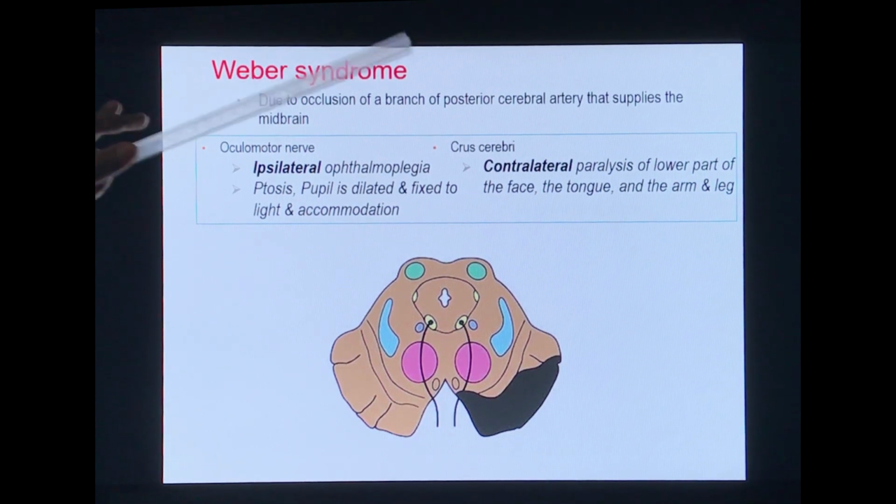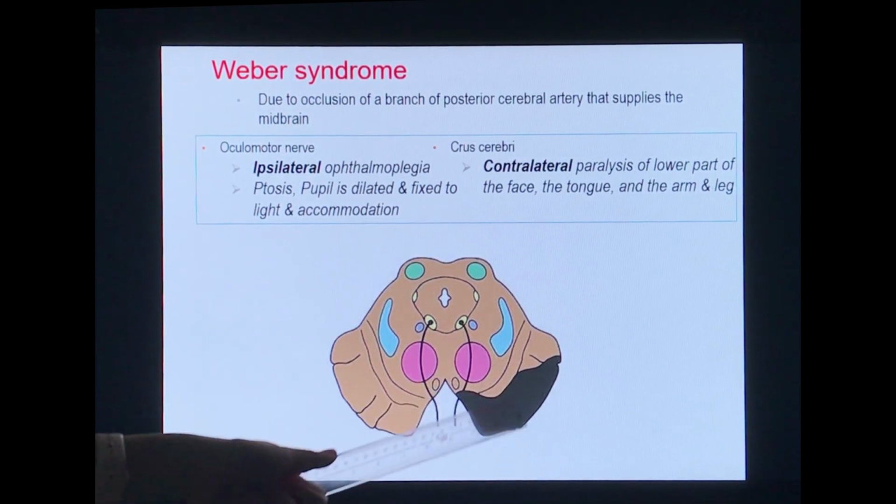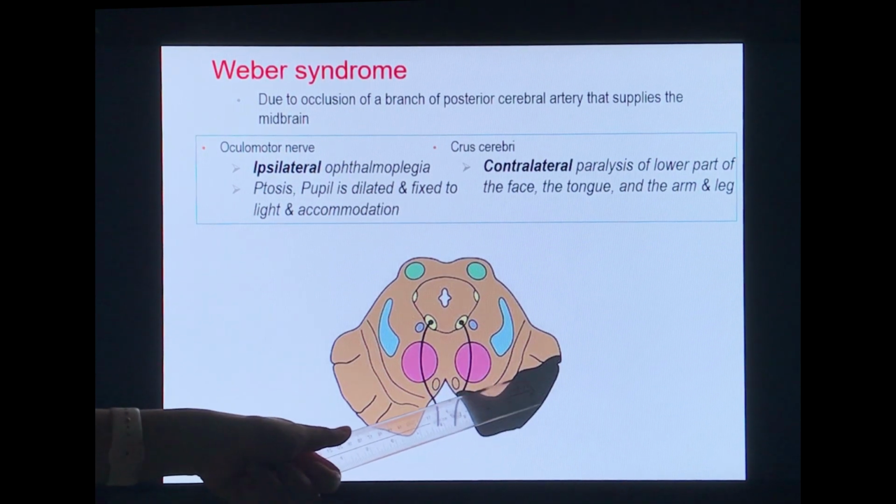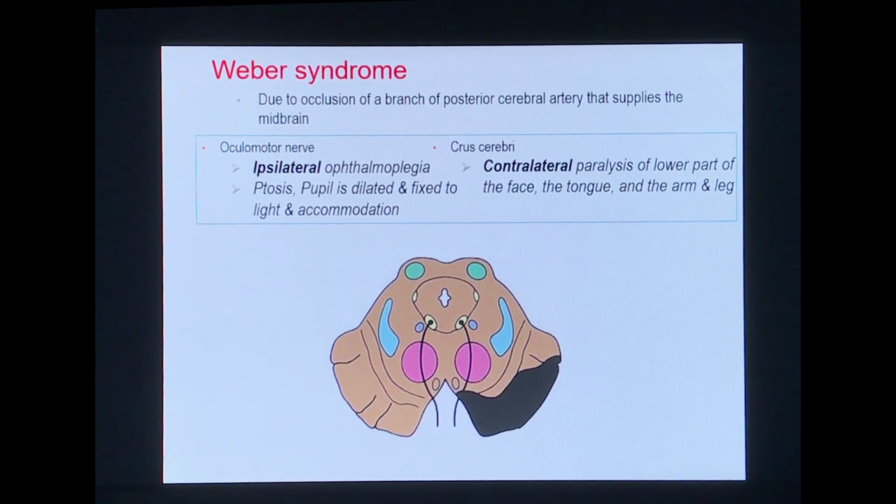Okay, so this is a type of upper motor neuron lesion of the facial nerve. Since this part is damaged, the corticonuclear fibers going to the facial nerve nuclei for the lower part of the face are affected, so the patient will present with contralateral paralysis of the lower part of the face and also the tongue.